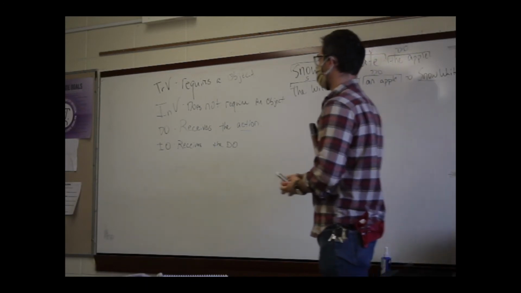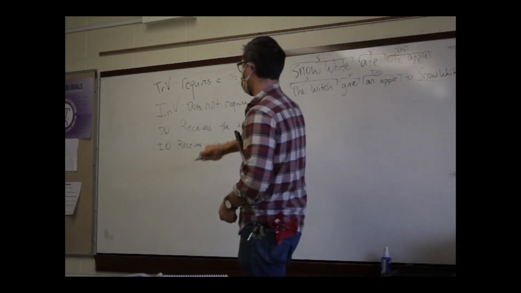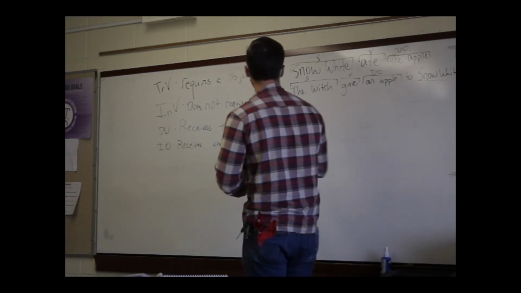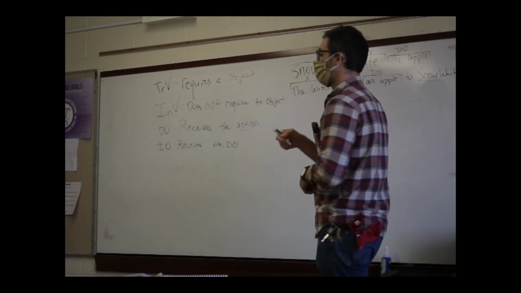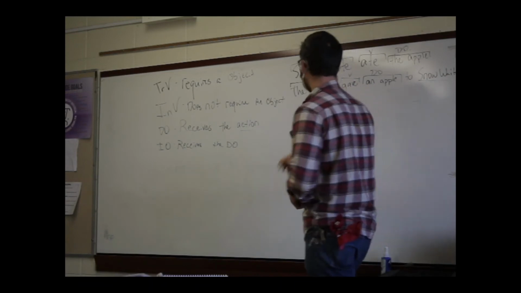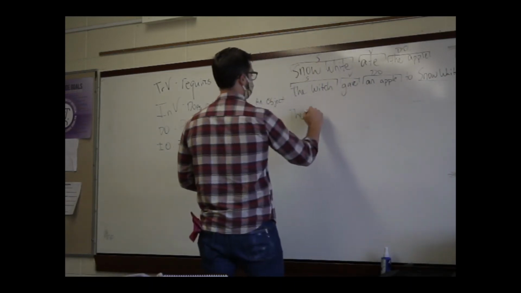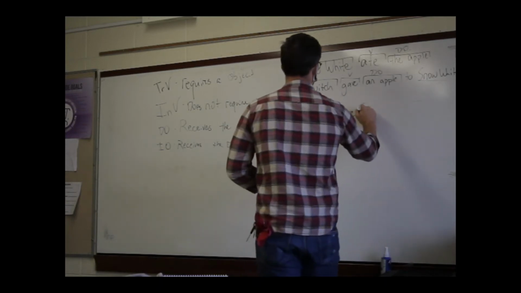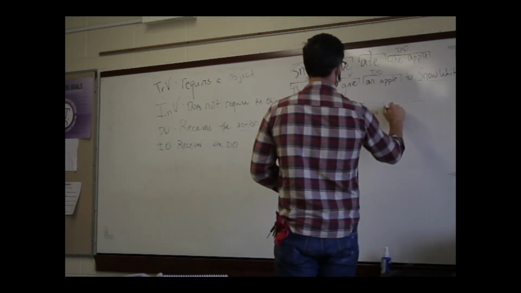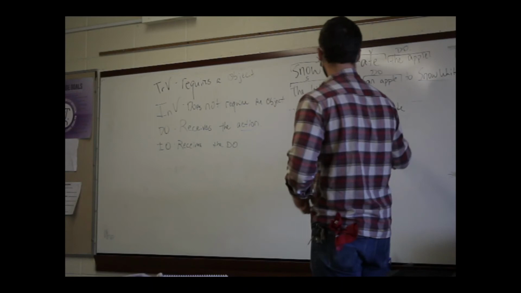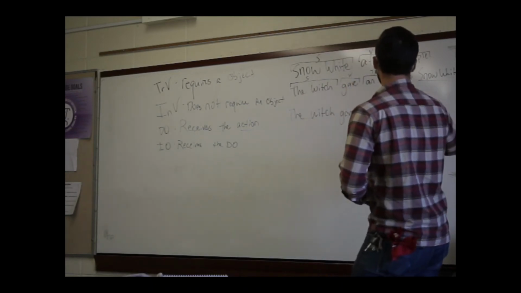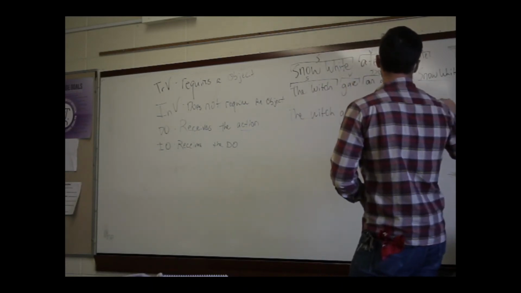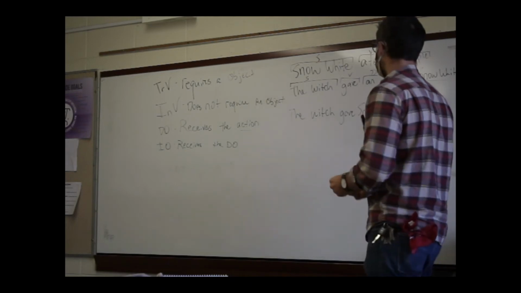So the direct object receives the action, and the indirect object receives the direct object, which means that you could, in English, switch this around and say it another way. The witch gave Snow White. Uh-oh, is that the direct object? No. If you finish it like that, right?